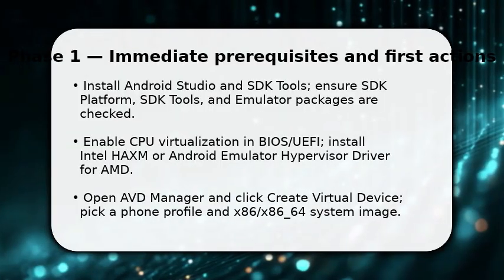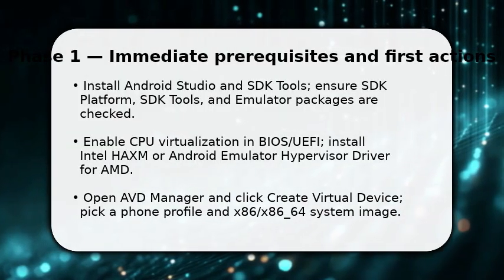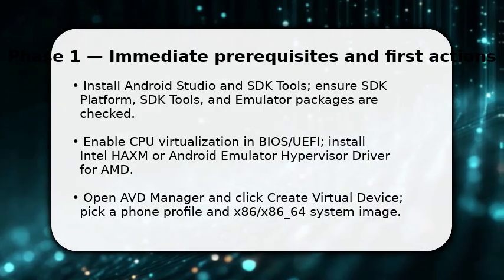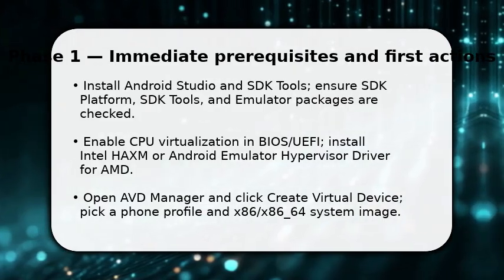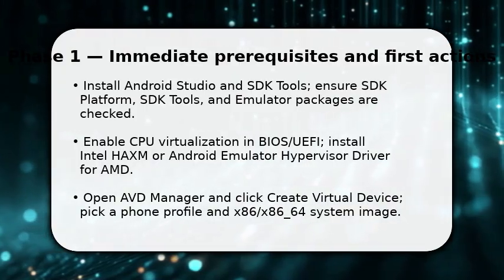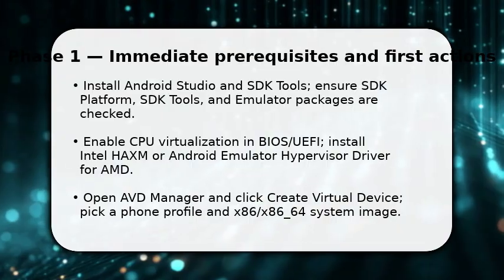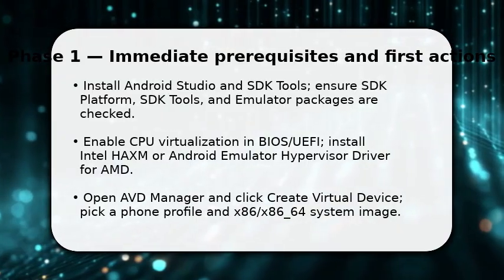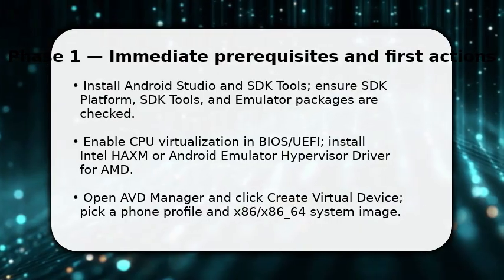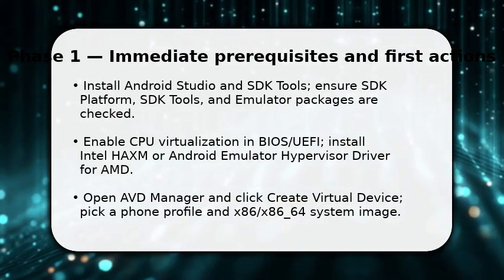You start by confirming the essentials: Android Studio, SDK components, and hardware virtualization. Once done, enable CPU virtualization in BIOS or UEFI. This is critical for speed. Then install the appropriate hypervisor: Intel HAXM on Intel chips or the Android Emulator Hypervisor Driver on AMD. Without it, the emulator is unacceptably slow.